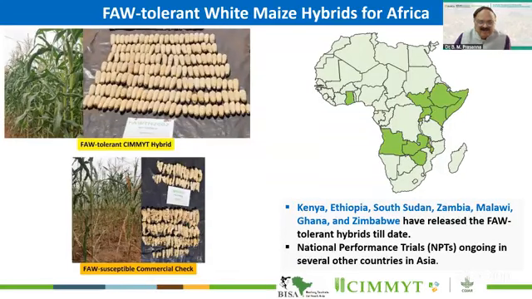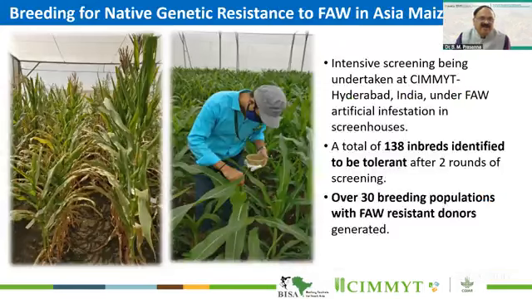So through this strategy, in December 2021, we released the first set of fall armyworm tolerant white maize hybrids for Africa. And now Kenya, Ethiopia, South Sudan, Zambia, Malawi, Ghana, and Zimbabwe have not only already released these hybrids, but they are now commercializing through seed companies. Similar national performance trials are ongoing in several countries in Asia. My request to the Philippines colleagues is to get this germplasm, evaluate it under local conditions, and start releasing fall armyworm tolerant native genetic resistant materials.